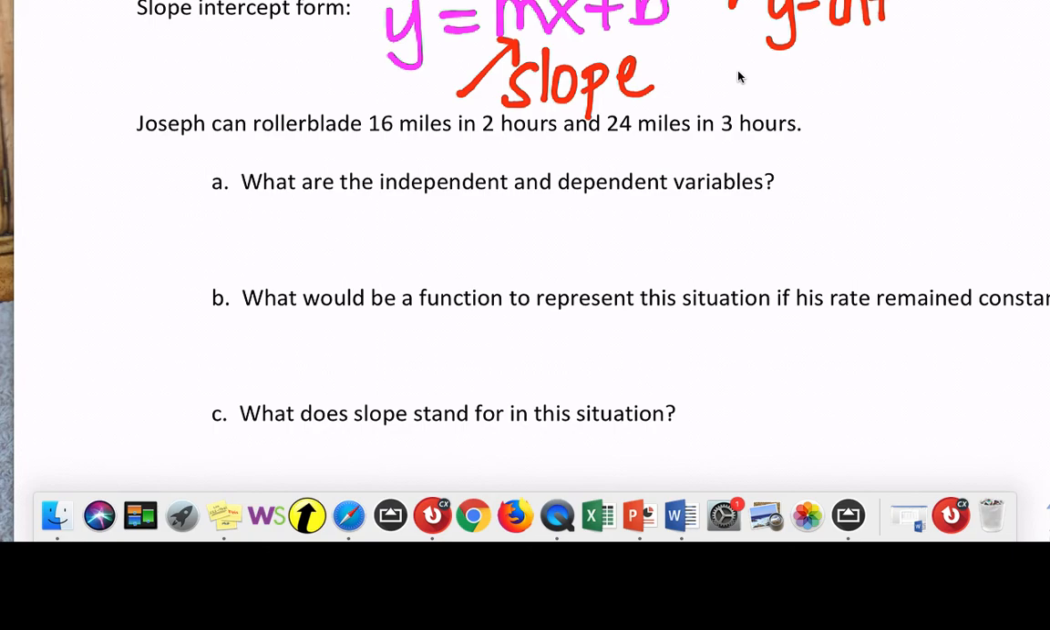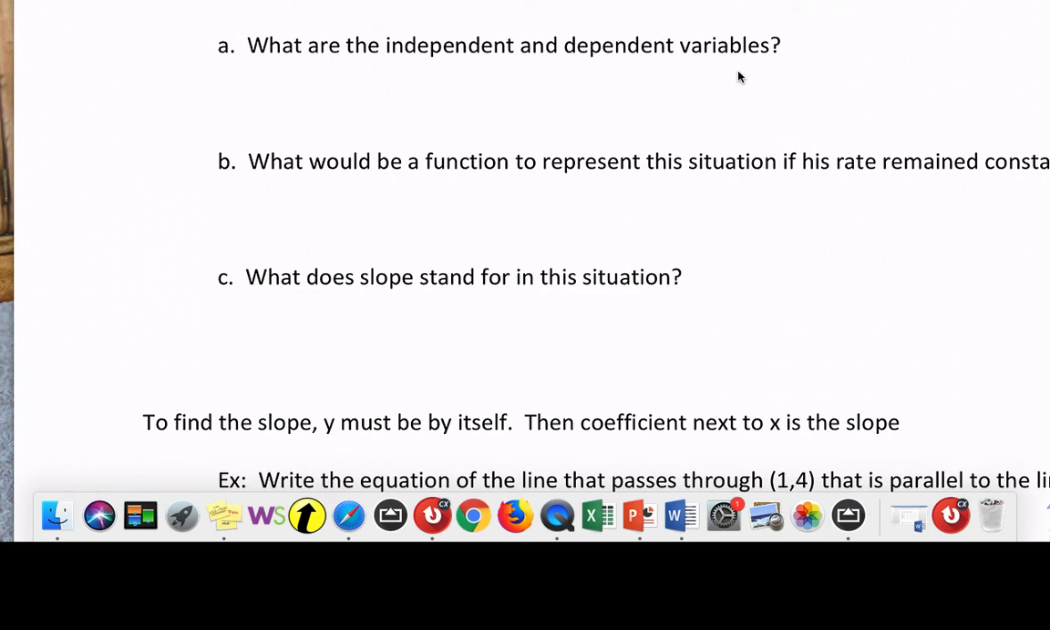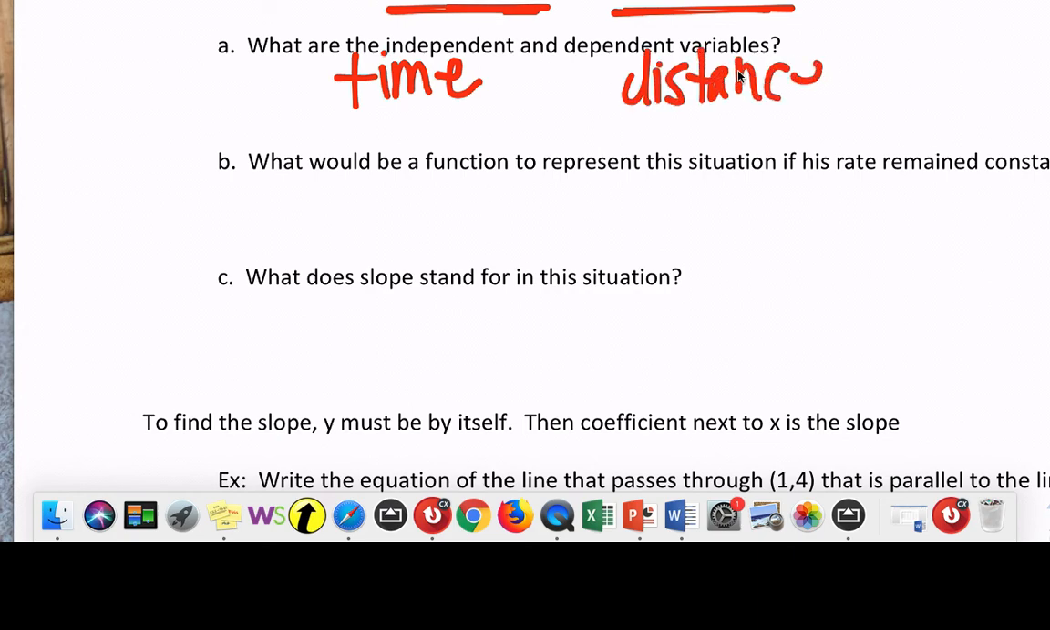Okay, so let's do an example of something that's linear. Let's say we have Joseph, and he can rollerblade 16 miles in 2 hours and 24 miles in 3 hours. What are the independent and dependent variable? We're looking at distance and time here. The independent variable is time, and the dependent variable is distance. The distance that Joseph travels depends on how long he's been rollerblading. So time is in hours, and distance is in miles.